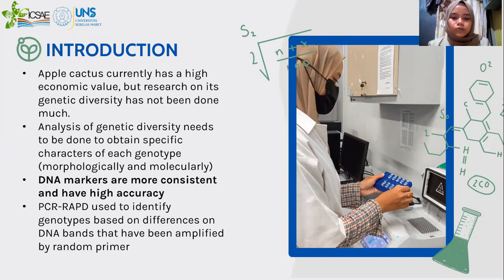PCR RAPD is one of the tools in molecular analysis by using certain markers in studying genetic diversity. It is used to identify genotypes based on differences on DNA bands that have been amplified by random primer. The aim of this study is to examine the genetic diversity of the generation of apple cactus using RAPD markers.